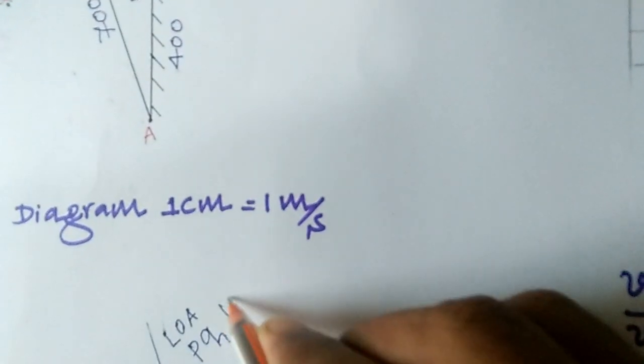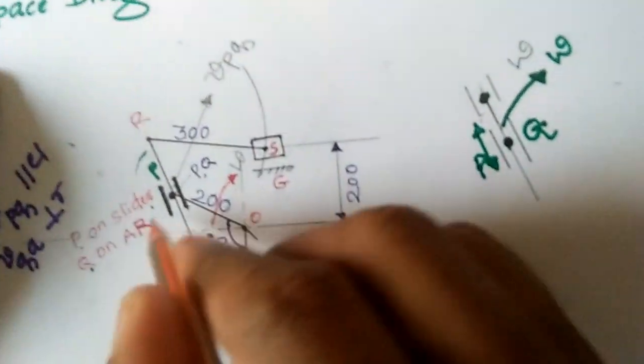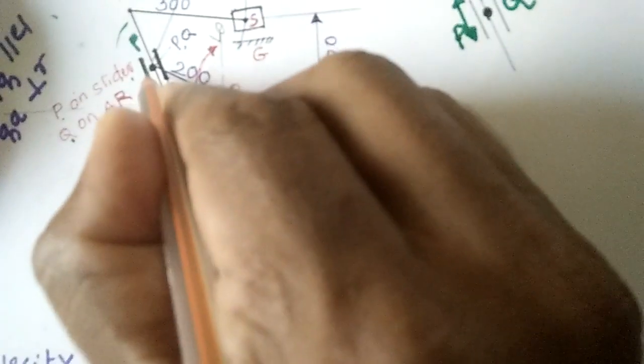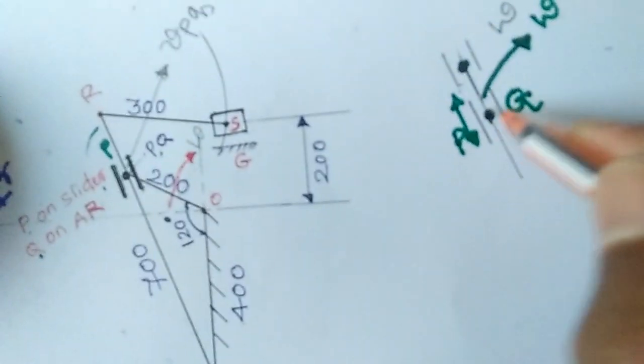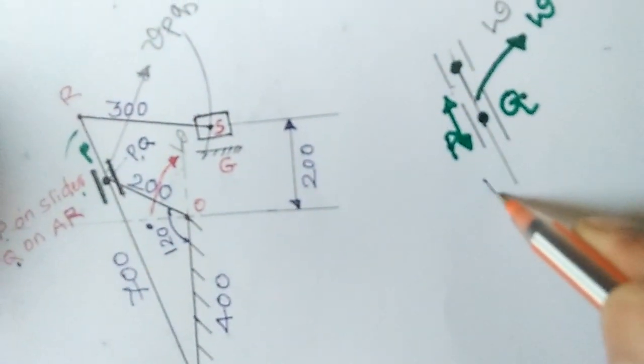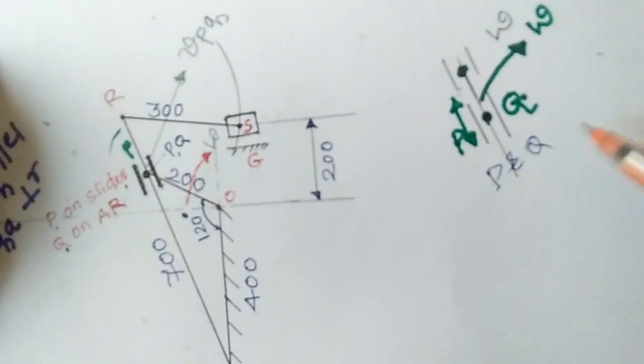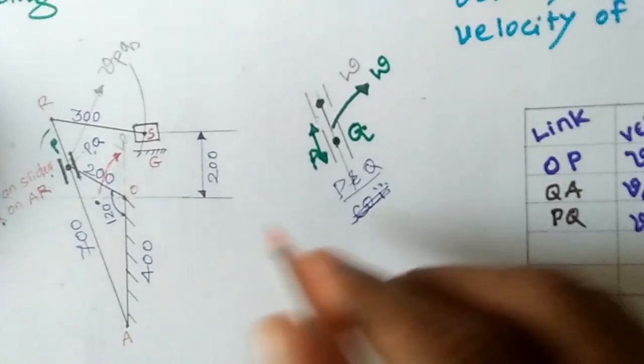This is parallel. One more thing, what I said, that is the velocity of Q, that is point Q. P and Q are the coincident points only. Okay, you have to remember this one. P and Q are the coincident points.